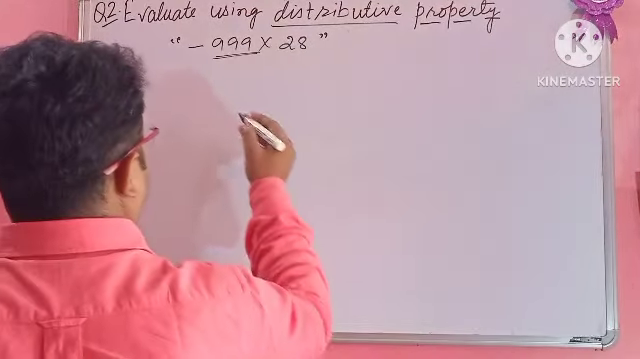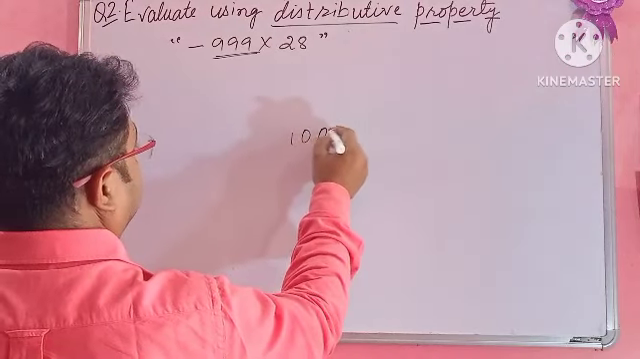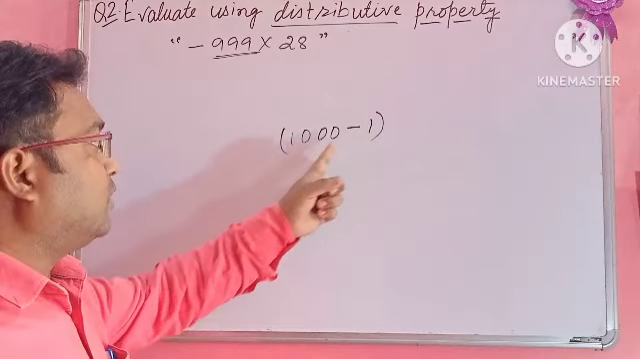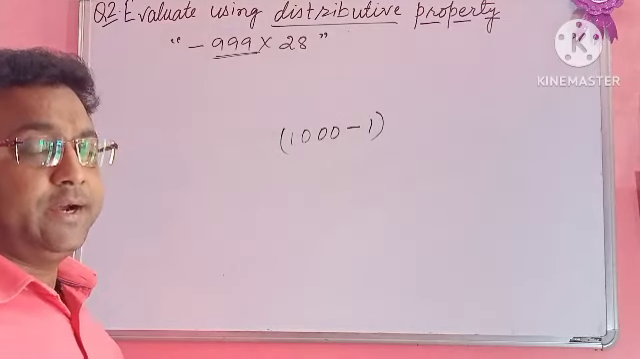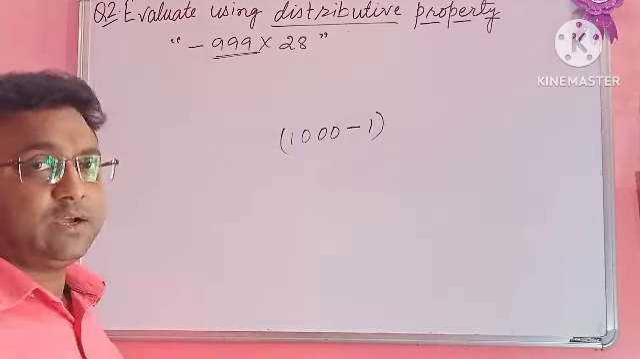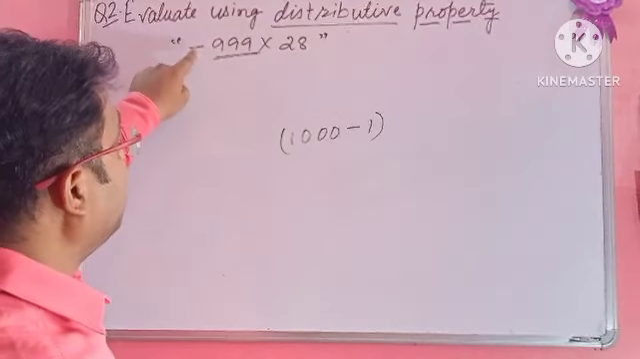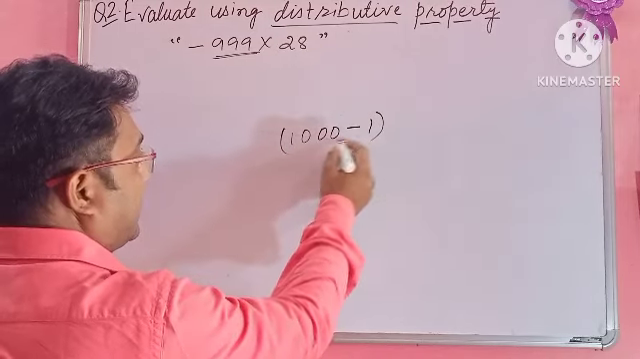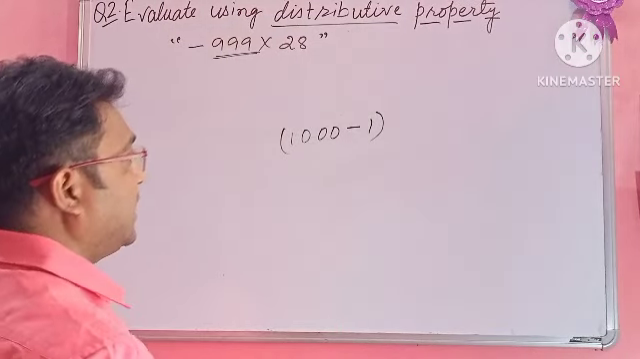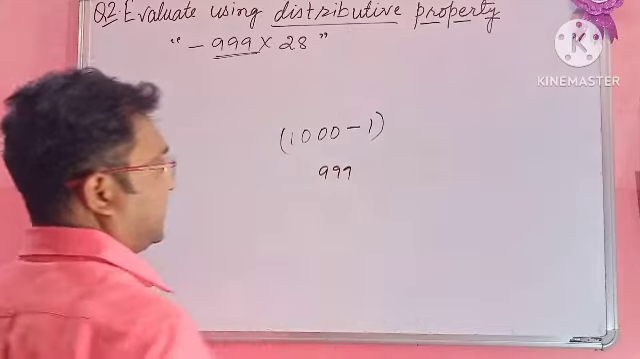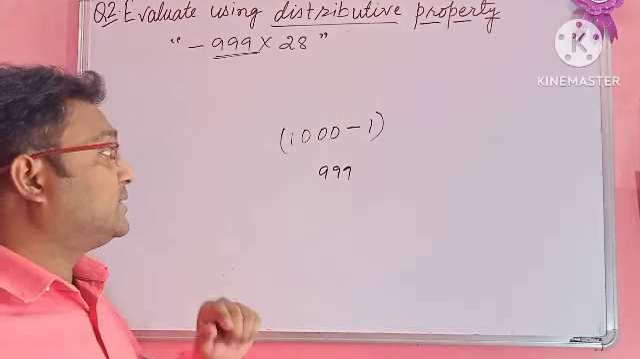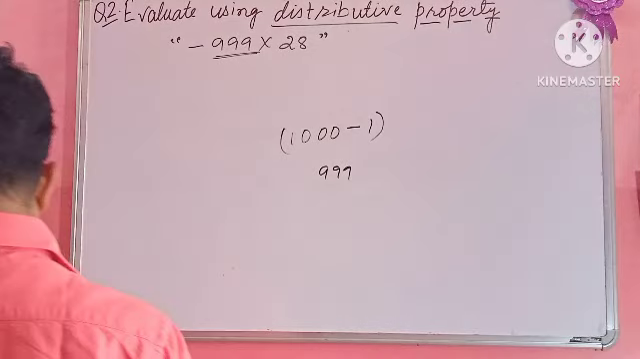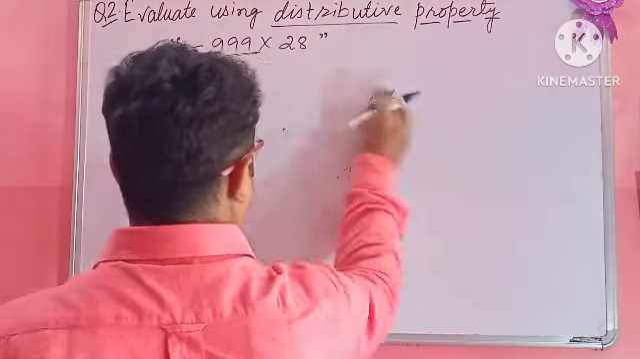Okay, so here we can write it as 1000 minus 1. See, here it is a multiple of 10, so 1000 minus 1 will give you 999. But here is another problem: here we need minus 999. But here if we subtract this 1000 from this 1, it will give you plus 999. So then what will we do? No problem, we will interchange the position of these numbers.